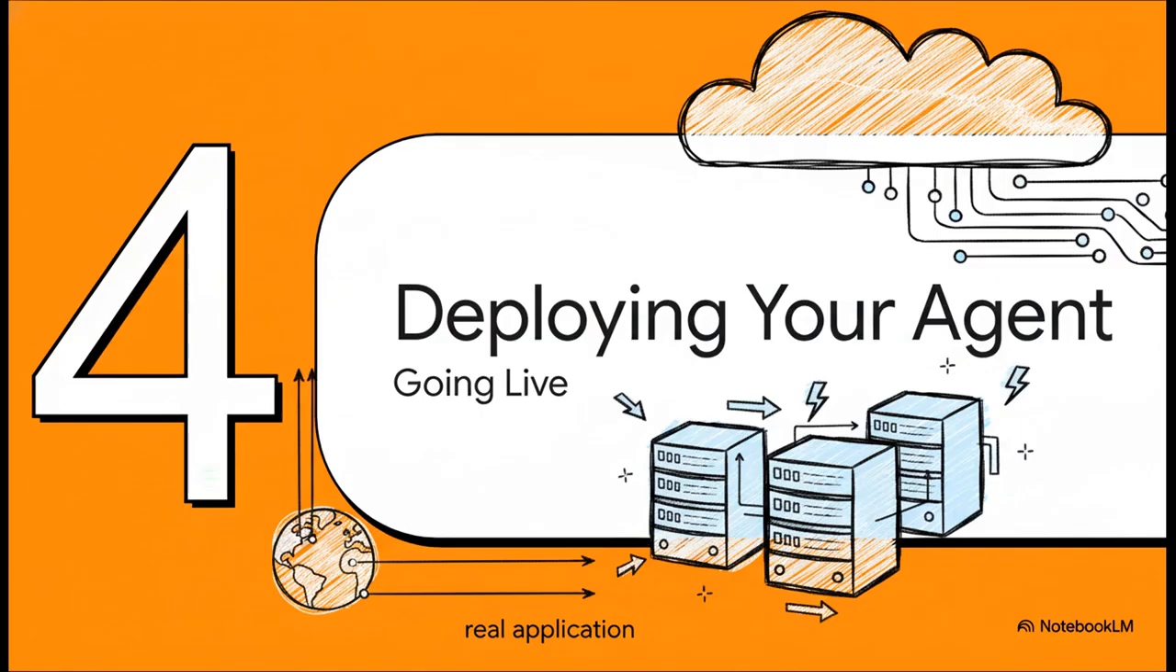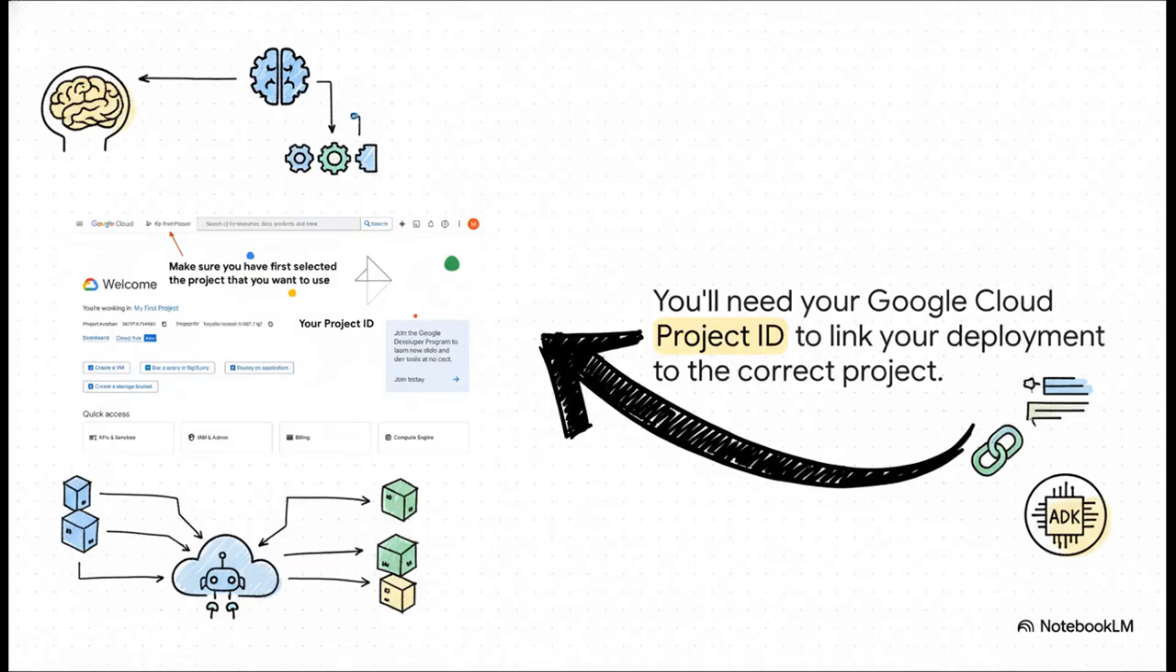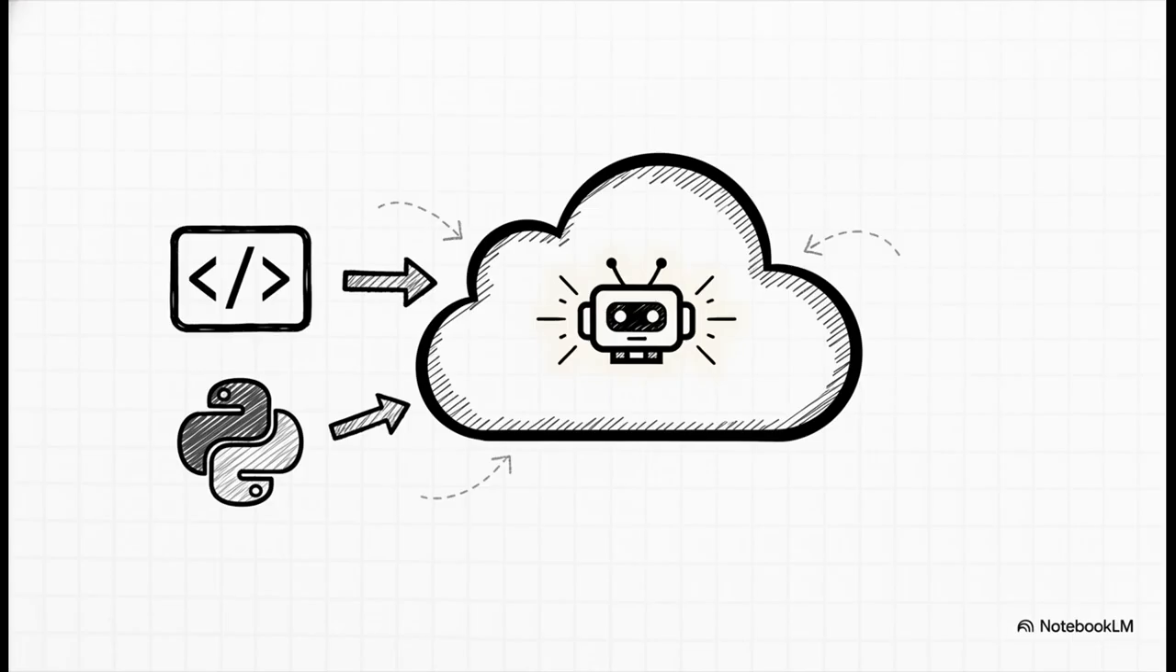All right, we have made it to the final step. And this is the exciting part. We're taking our agent, which is now debugged, polished, and resilient, and we're deploying it. We're going live. Deploying this thing to the Google Cloud Agent Engine is actually a super straightforward 3-step deal. As long as your cloud project is ready to go, the ADK's command line tools pretty much do all the heavy lifting for you. Now, the one key piece of info you're going to need is your project ID. You can find it right there on your Google Cloud dashboard. That little string of characters is what links your deployment to the right project, telling the ADK exactly where your agent should live.